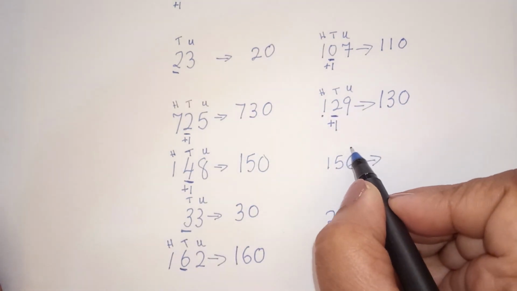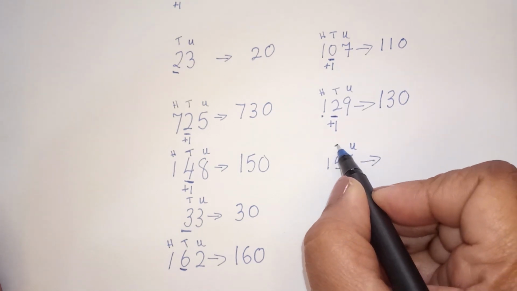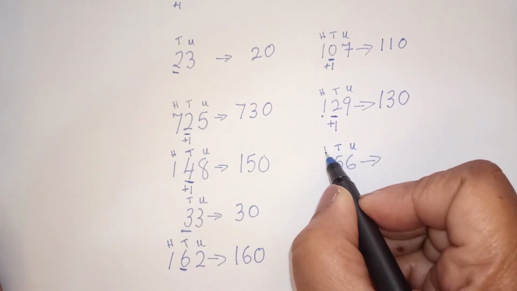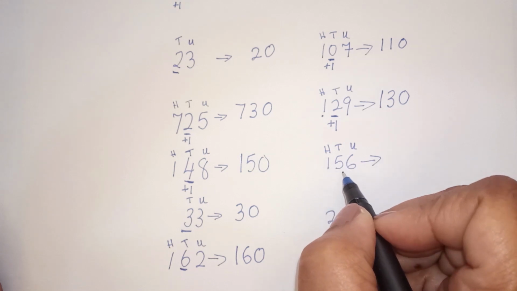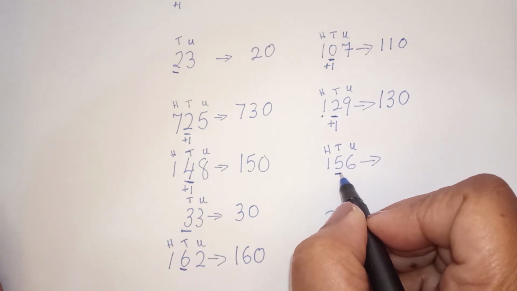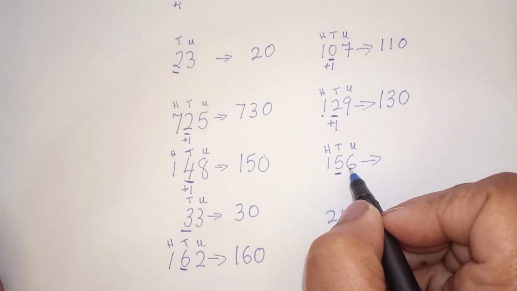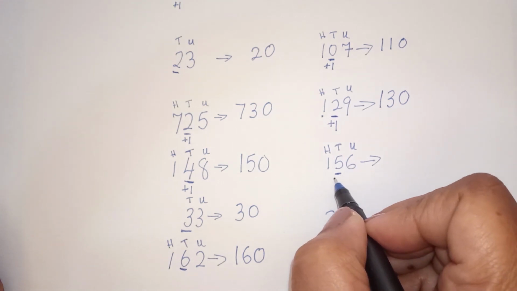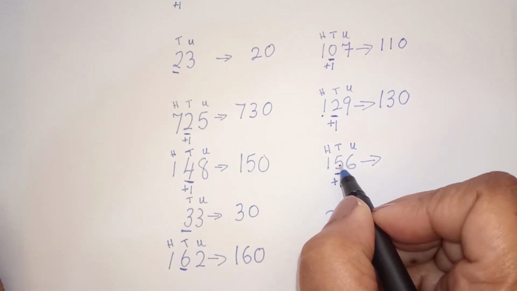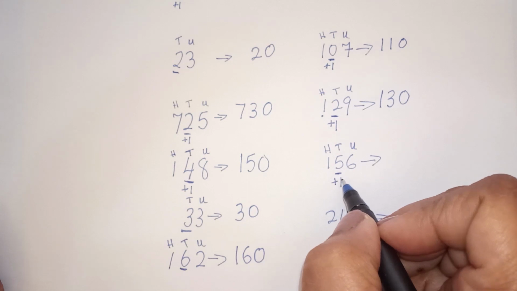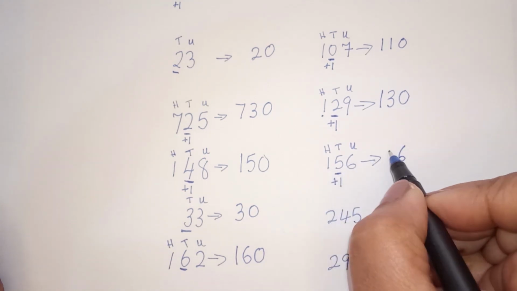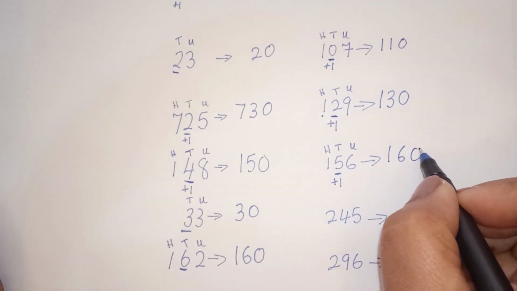156. 6 is units, 5 is tens, and 1 is hundreds. Okay, so here we spot out the tens, which is 5. The number next to it is 6, which is more than 5, so it will give 1. So we say 5 plus 1 will be 6, and this 1 we write as it is. 6 will become 0.